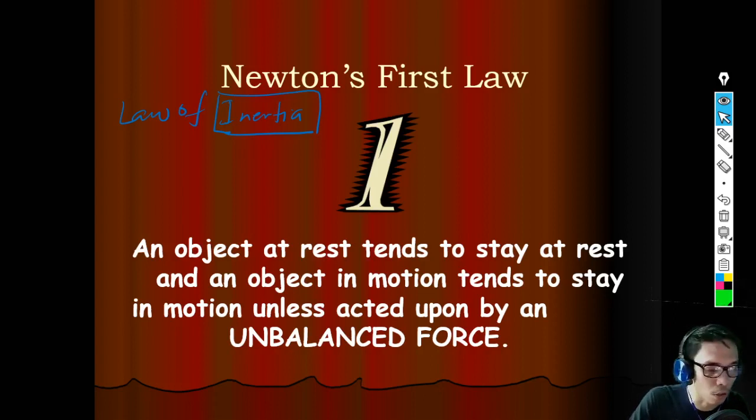What does the first law state? It states that an object at rest tends to stay at rest, and if an object is in motion, it stays in motion unless acted on by an unbalanced force. What we will try to find out in this first law is the unbalanced force. What makes this very important in order for an object not to stay at rest, and to change direction when it is in motion? What is this unbalanced force?